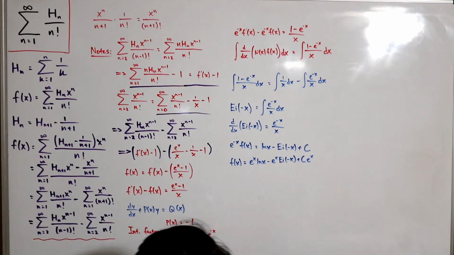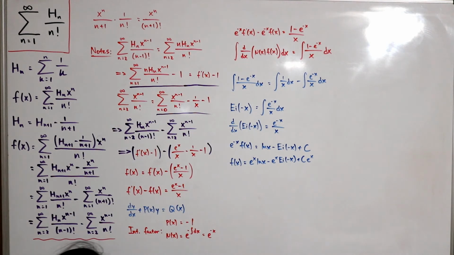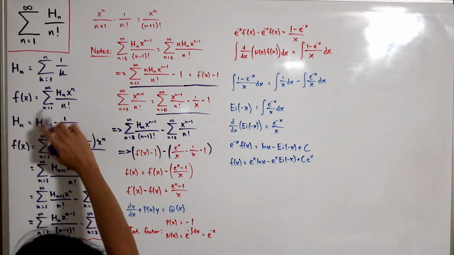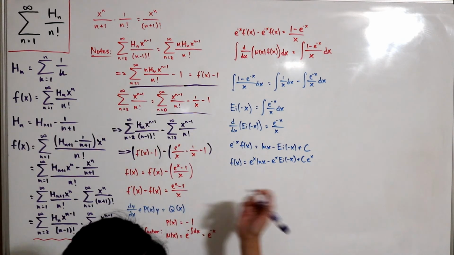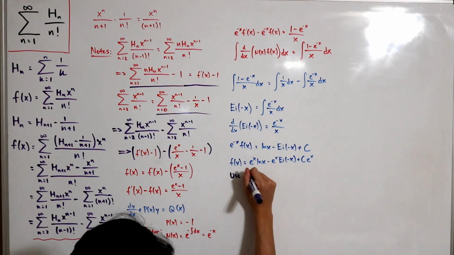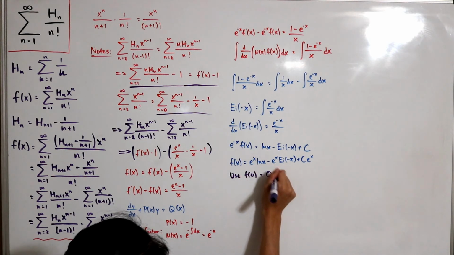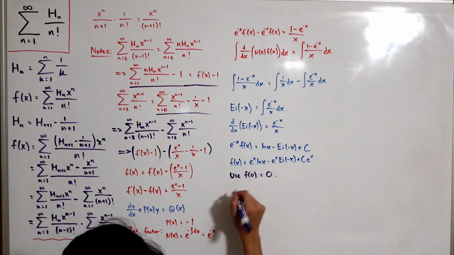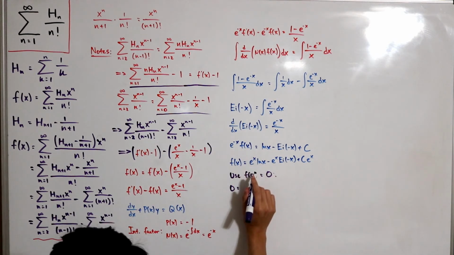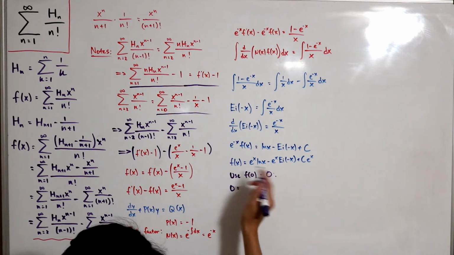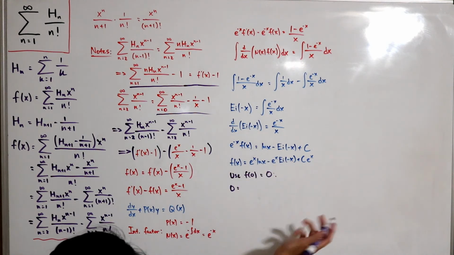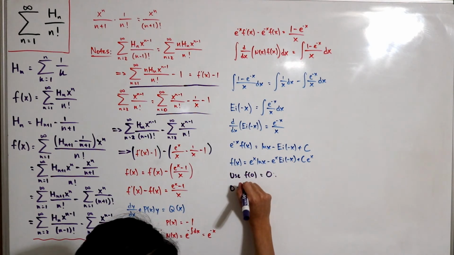I want to use the following condition. If I plug in x equals 0, then the whole thing becomes 0, which is really nice. So let's use f of 0 equals 0. Then e to the 0 is just 1, and then we have the natural log of 0. That doesn't exist, so what we have to do is write it in the form of a limit.